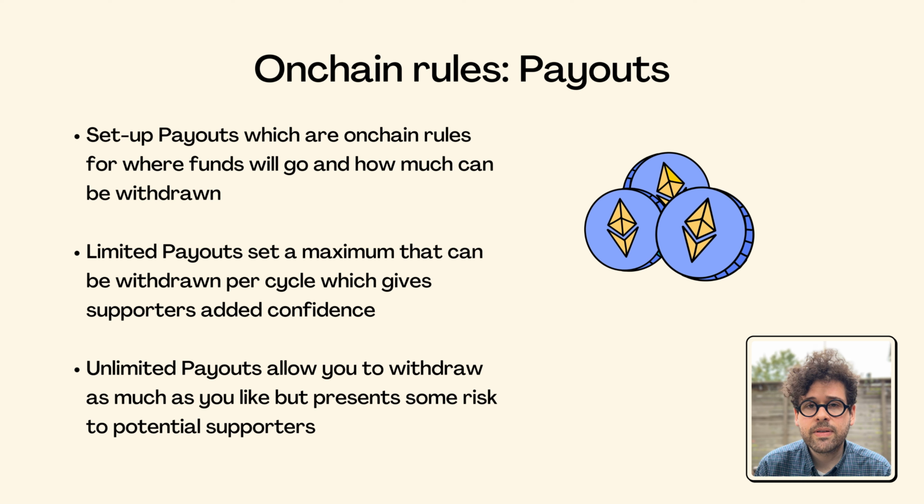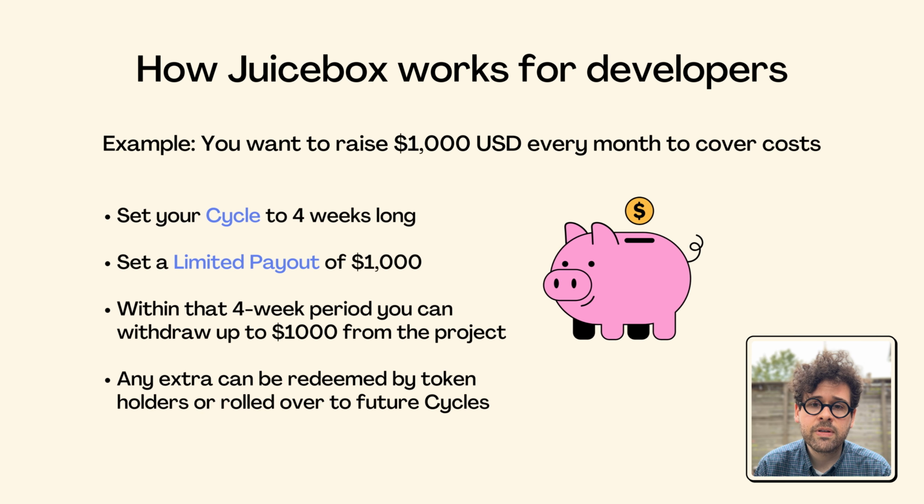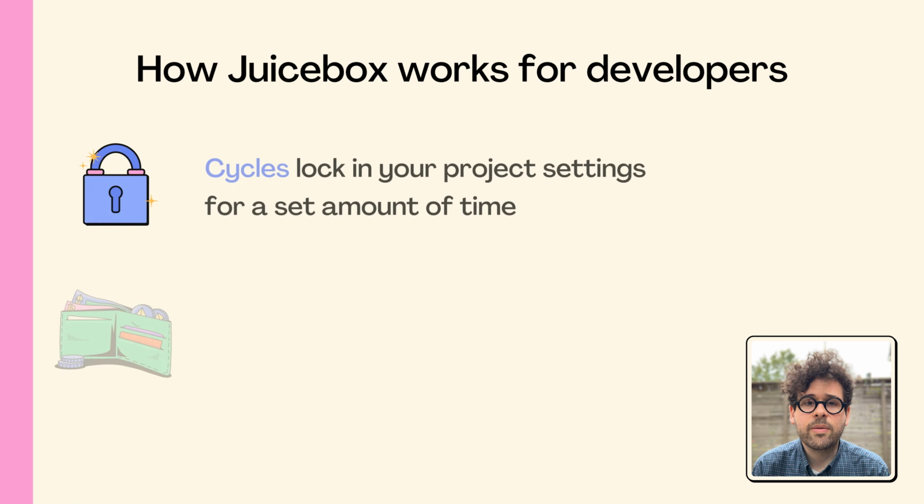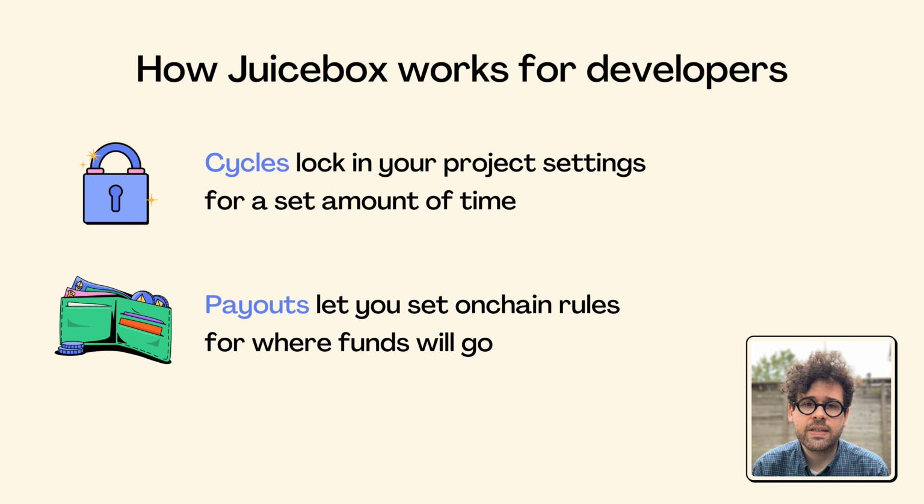Second, you can set up payouts, which set on-chain rules for where funds will go and how much can be withdrawn. So for example, let's say your goal is to raise $1,000 per month to maintain your project. You could set up a limited payout of $1,000 to your personal address, and anything raised above that limit will roll into the next cycle. Supporters can rest easy knowing that you can't suddenly take all of the money from the project and disappear. So just to summarize, cycles lock in your project settings for a set amount of time, and payouts let you set on-chain rules for where funds will go.